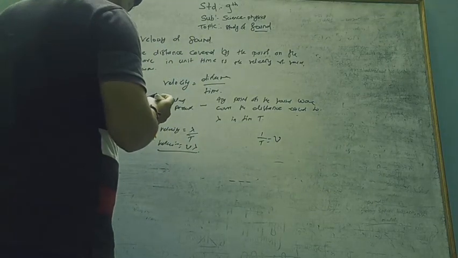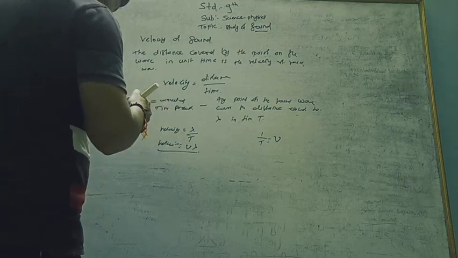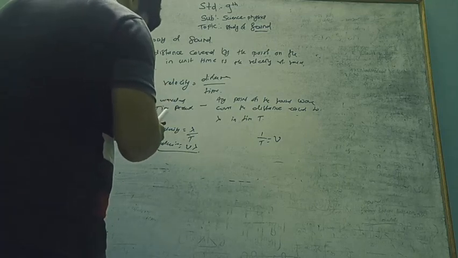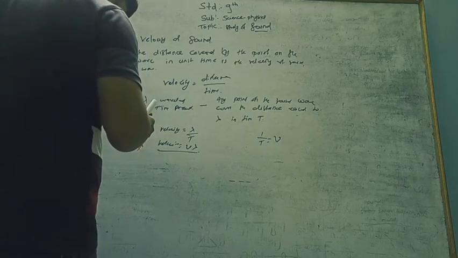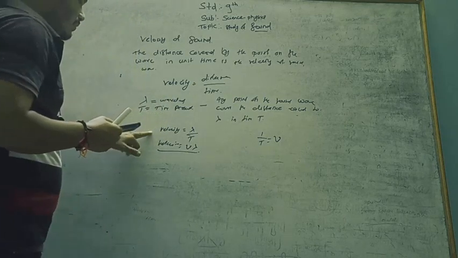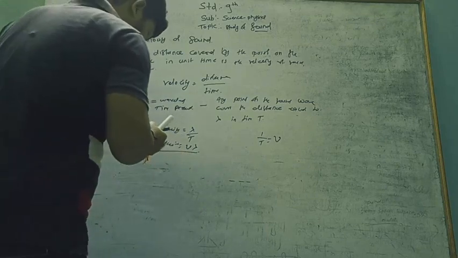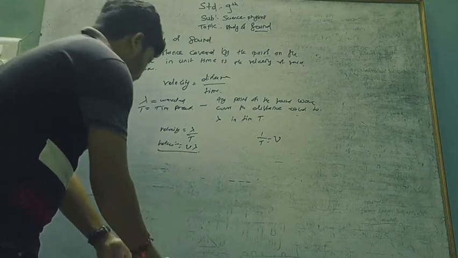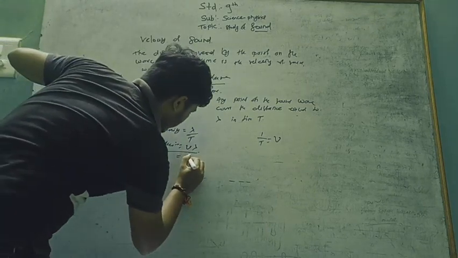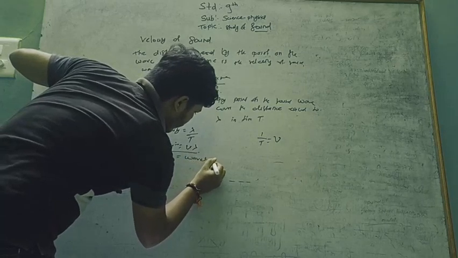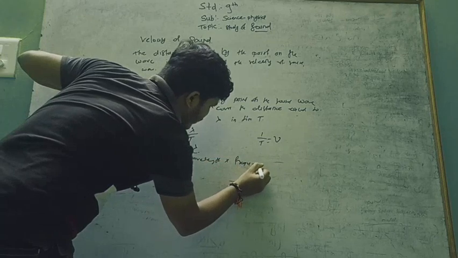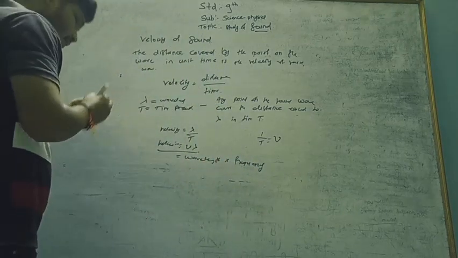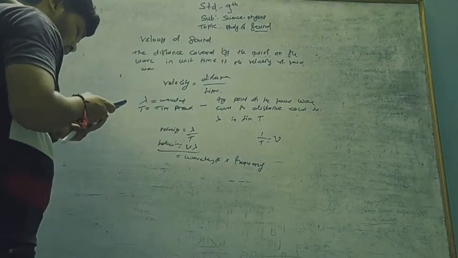As we know, velocity is equal to wavelength upon time period, and the reciprocal of the time period is the frequency. That's why velocity is the frequency multiplied by the wavelength. So the formula for the velocity of sound is wavelength multiplied by frequency.